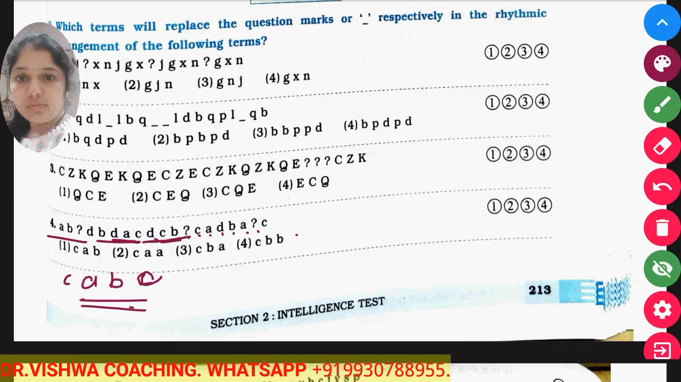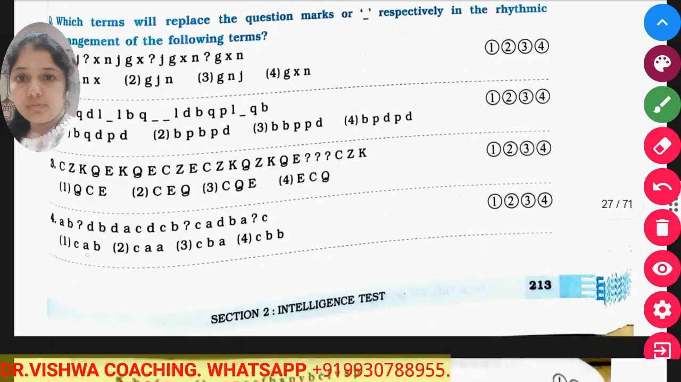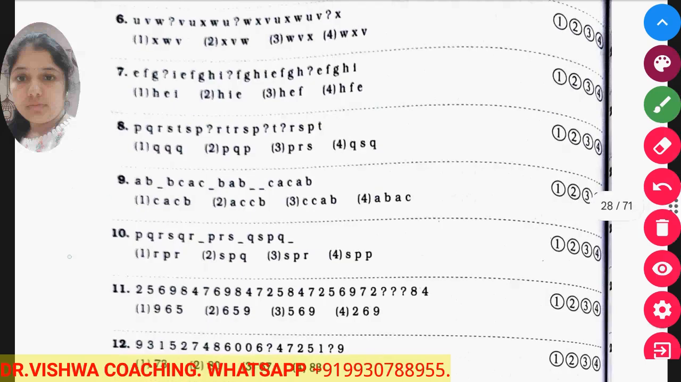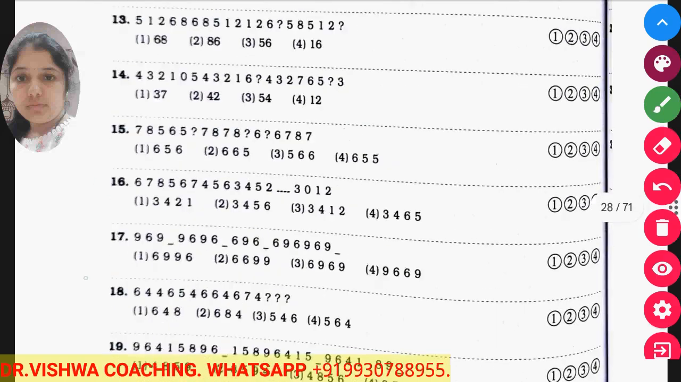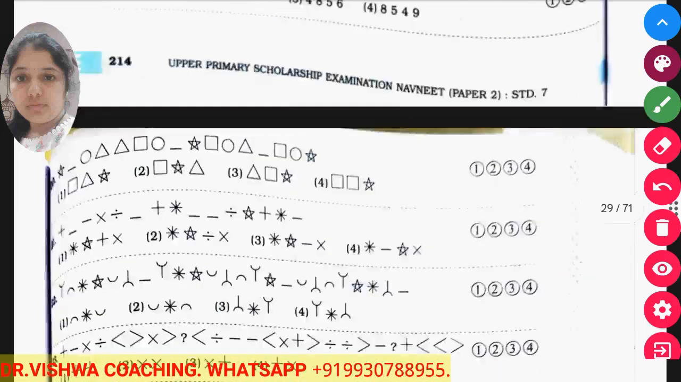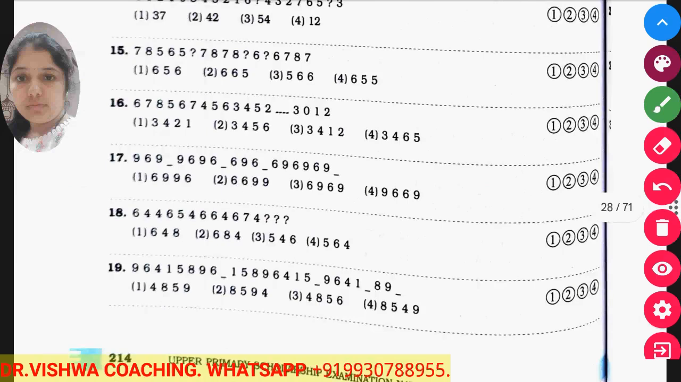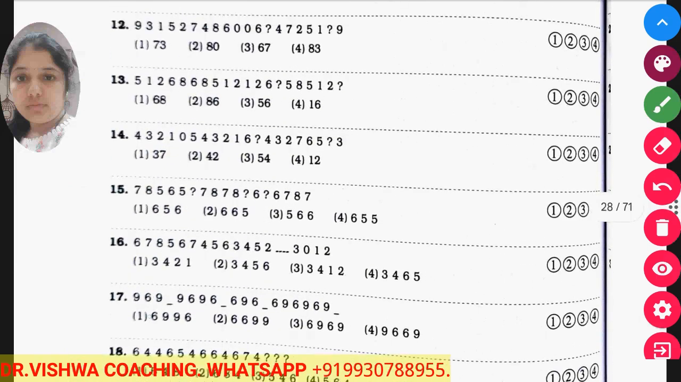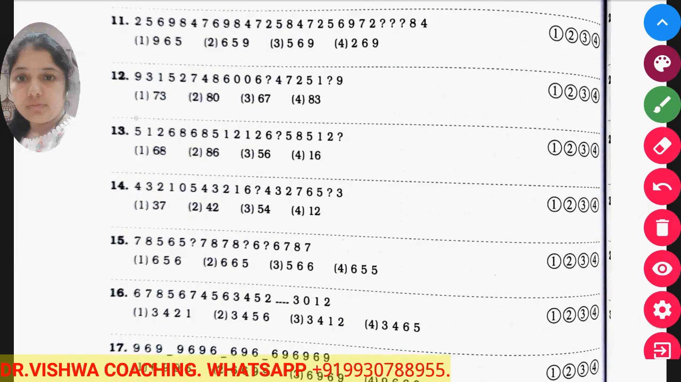Okay, A, B, C, D. So up to C only they had given. Here D is there. You have to make a group of 4, and then you can find the missing alphabet in the series. So the correct option is option number 1. So in this way you have to look carefully at the series and you have to find the answer in the series or the pattern. We will take 1, 2 or 3 questions more and then we'll take a leave.